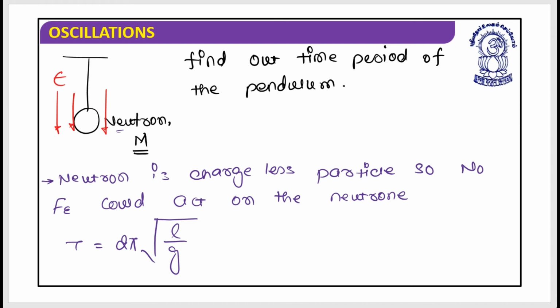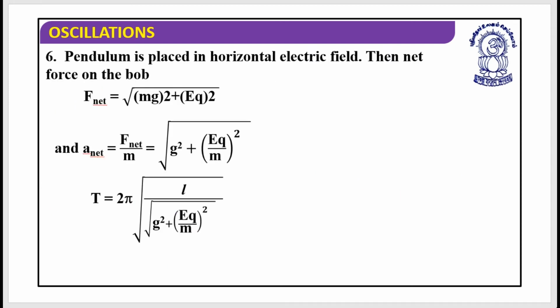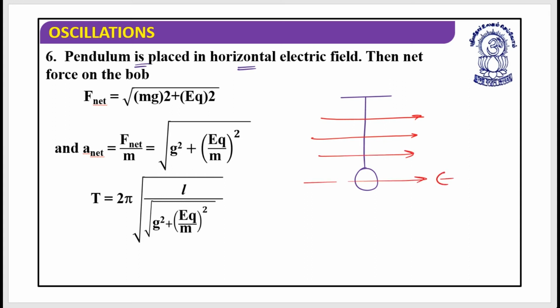Is it? Great. Let's discuss one more case, in which the pendulum is placed in a horizontal electric field. So the situation will be something like this. This is the pendulum and this is the direction of the electric field. This is the g which is acting on the pendulum, and this is the electric field acting on the pendulum in this region, and the acceleration due to this electric field will be given as QE divided by m.